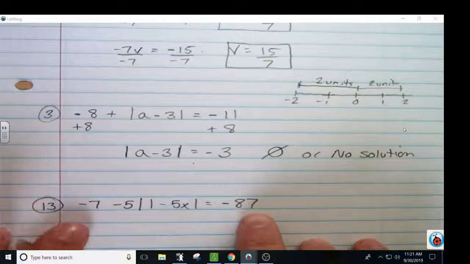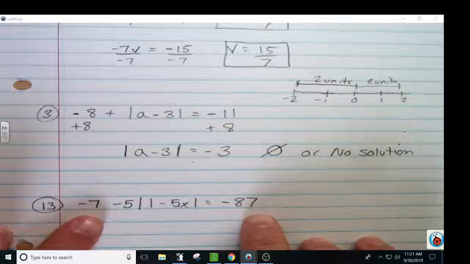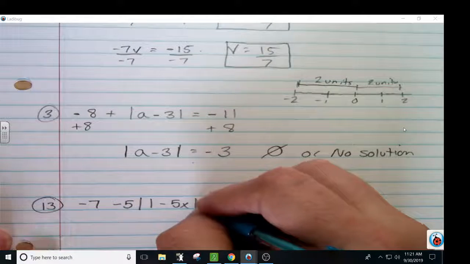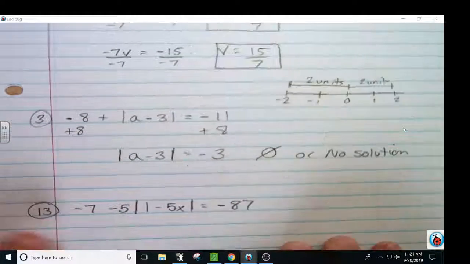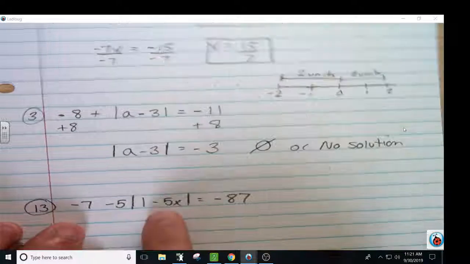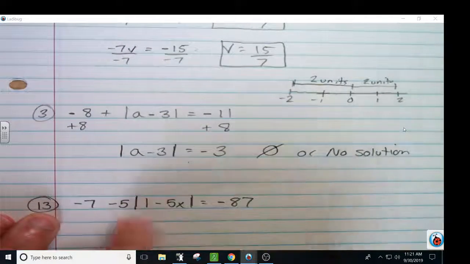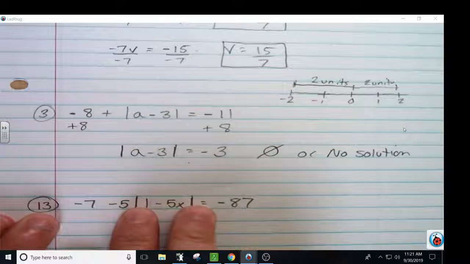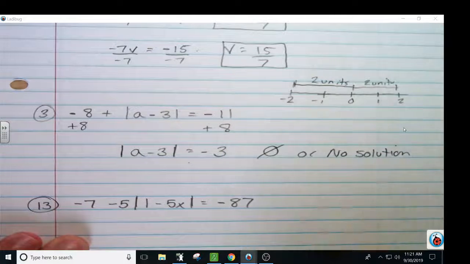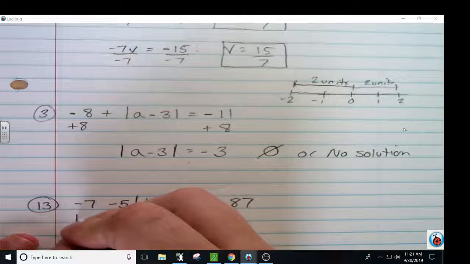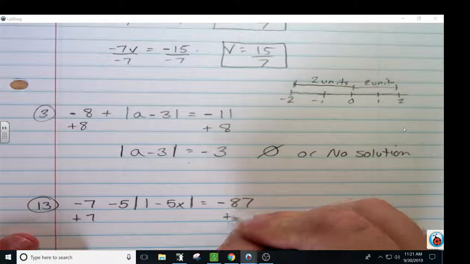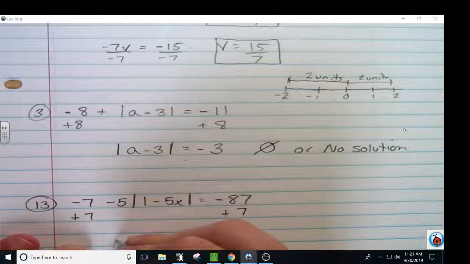Now, what we're going to do here, guys: the first thing you need to do, remember, you need to leave the absolute value to the very end. So I'm going to add 7 to both sides. That's negative 5.